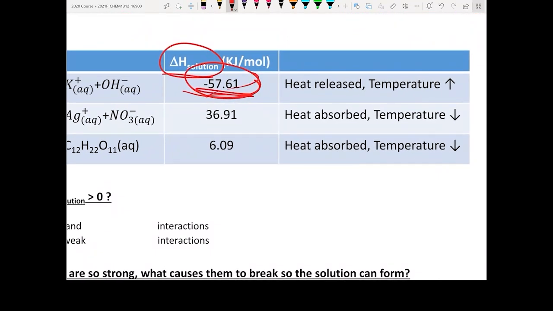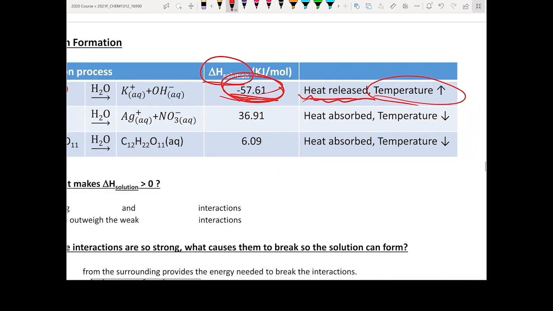Because it's negative, the heat will be released, because right now you're forming a very stable solution. It's low in energy, so all the energy that's above is released to your environment. You will see the heat released to the environment, and the temperature of your solution is going to increase. On the other hand, for some other things, you will see a positive value for your delta H of solution.